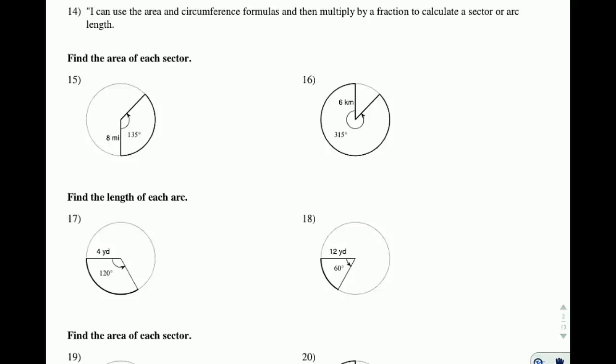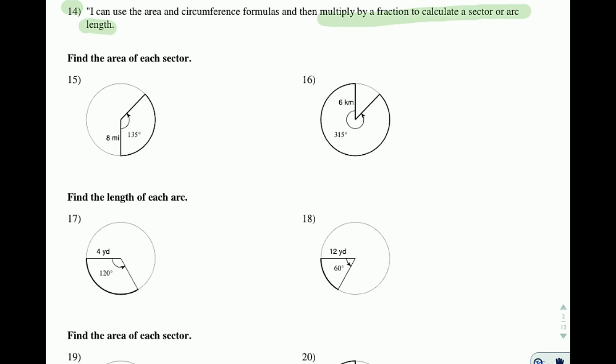On the second page here, we are looking at this statement up here. It says, I can use the area and circumference formulas and then multiply by a fraction to calculate a sector or arc length. So the area of a sector or the length of an arc is part of the circumference or part of the area. So let's practice the first one with area of a sector.